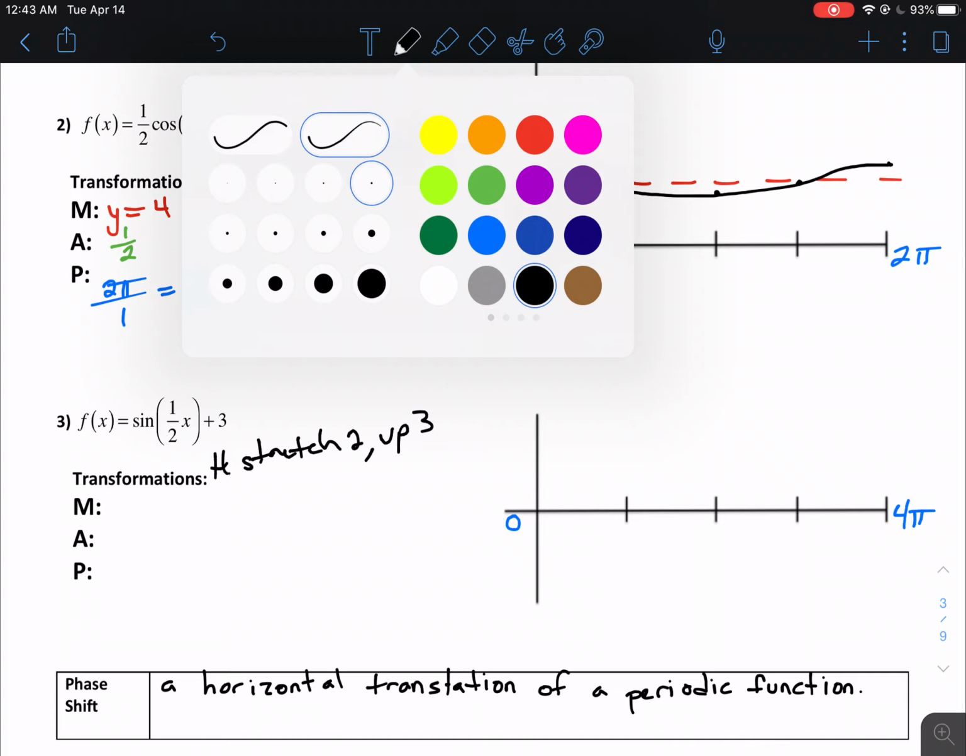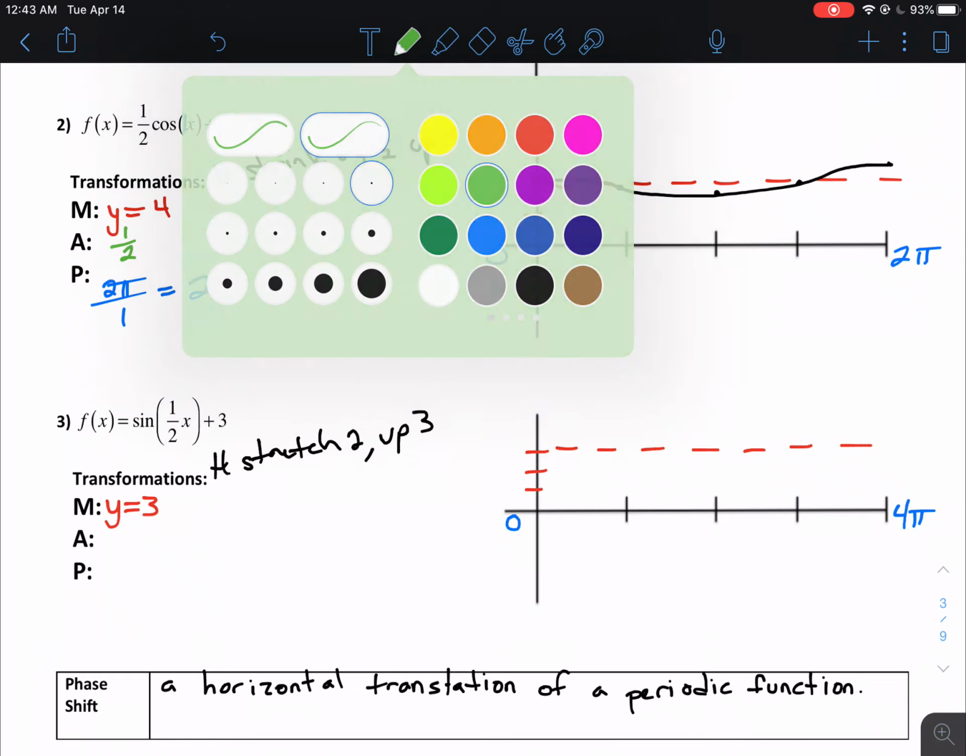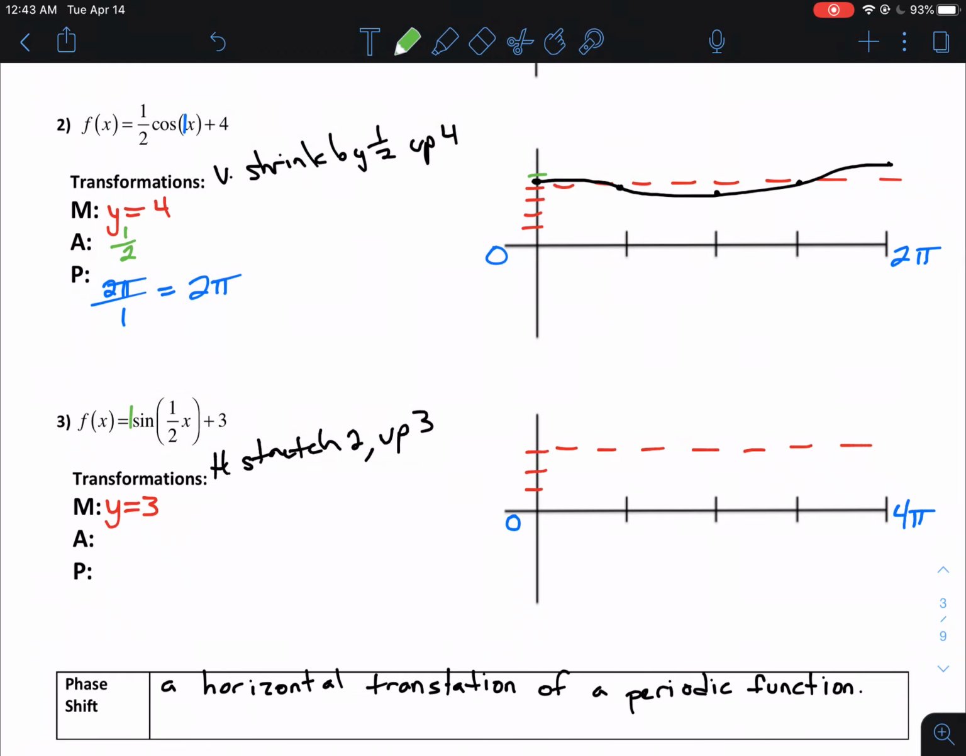All right, so midline, let's start with it. We were shifted up by 3. That means midline is through y equals 3. And again, if you want to go ahead and draw that in your graph, that would be great. Okay, amplitude this time. There was nothing in front of sine, so we'll assume it's a 1, so our amplitude would be 1, so we'll be going up and down by 1.